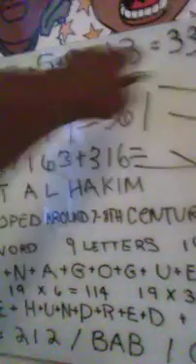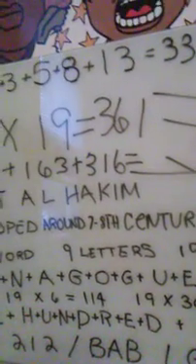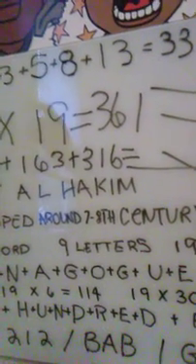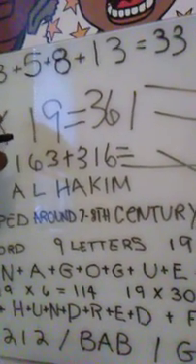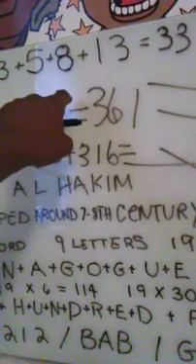And if we take the first 7 Fibonacci numbers, 1 plus 1 is 2, 2 plus 2 is 4, 4 plus 3 is 7, 7 plus 5 is 12, and 8 plus 12 is 20, 20 plus 13 is 33.